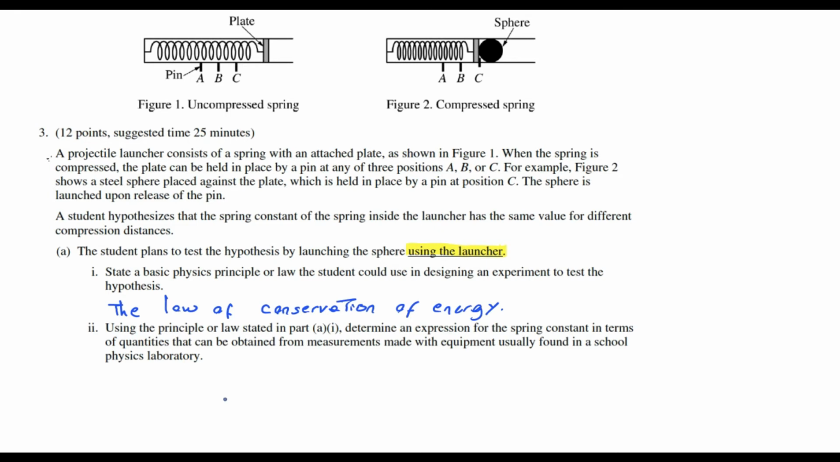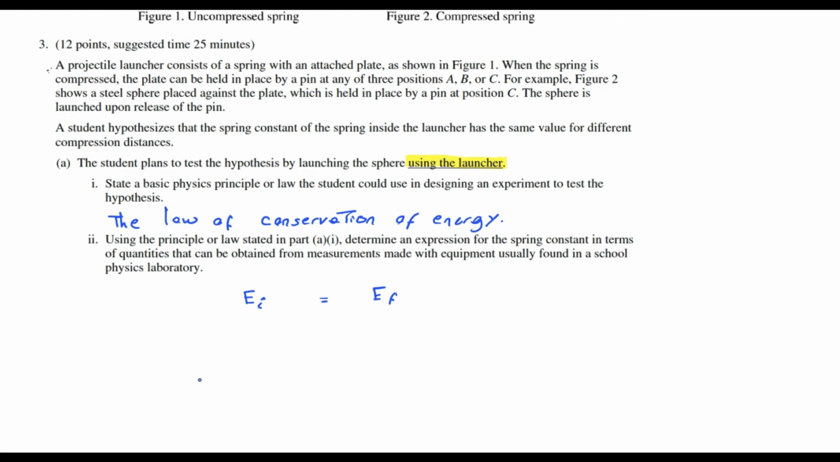The law of conservation of energy will state that the initial amount of energy will be equal to the final amount of energy. For the initial energy, we are going to be using the expression for the elastic potential energy, which is 1/2 of the spring constant k times x squared, x being the compression of the spring. And that equals the kinetic energy when the object is released, 1/2 of its mass times velocity squared.